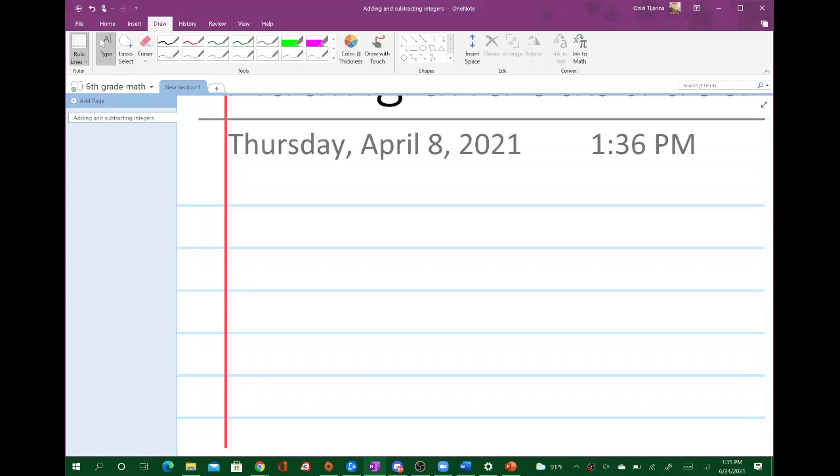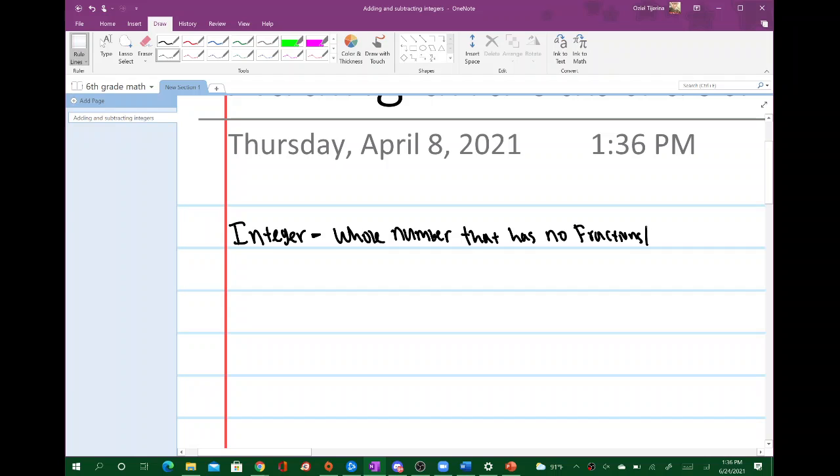An integer, to be very clear, is a number. The best way that I can explain what an integer is, and we're going to start with the definition, is that it is just a whole number that has no fractions or decimal points.